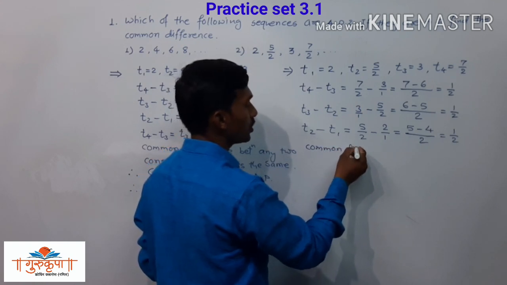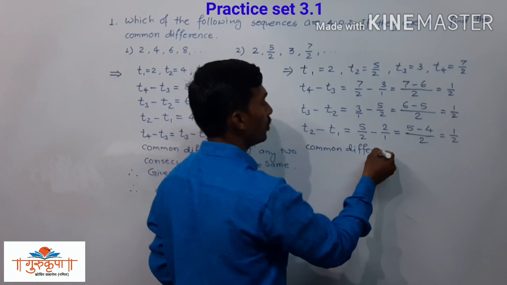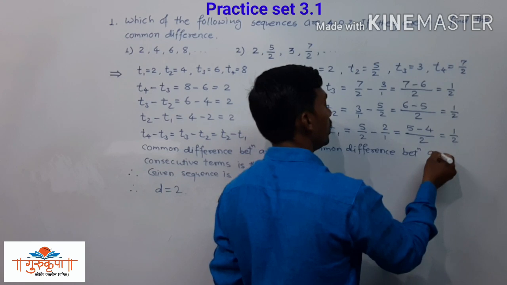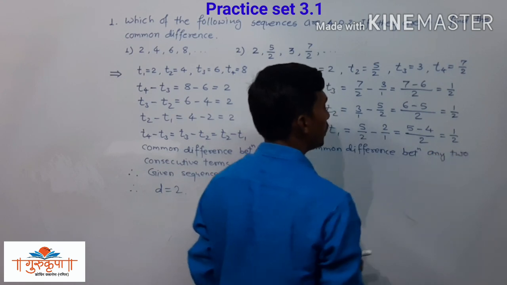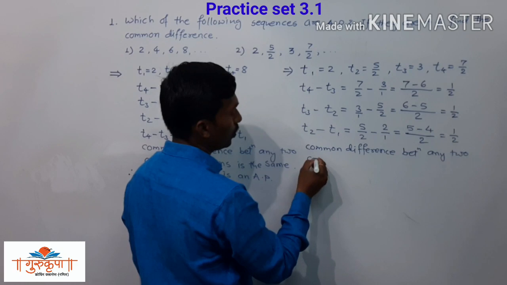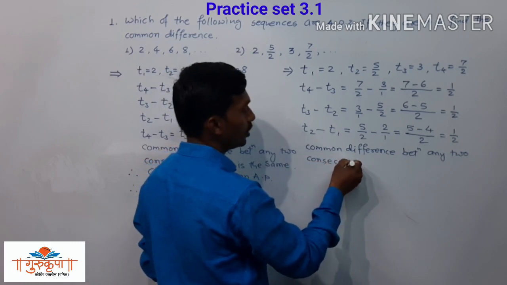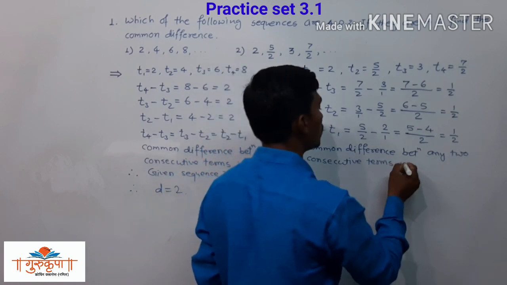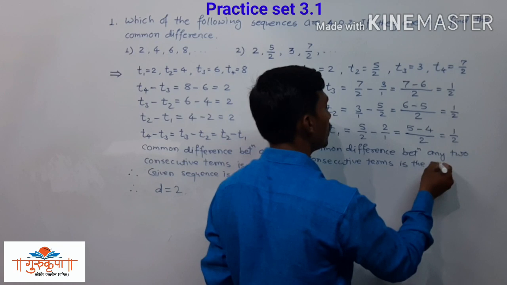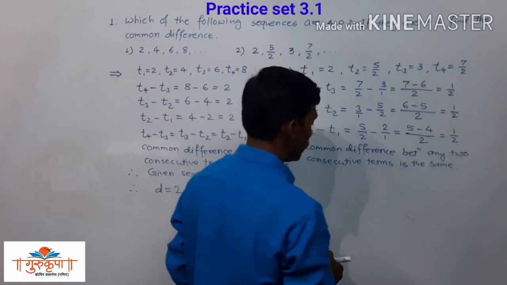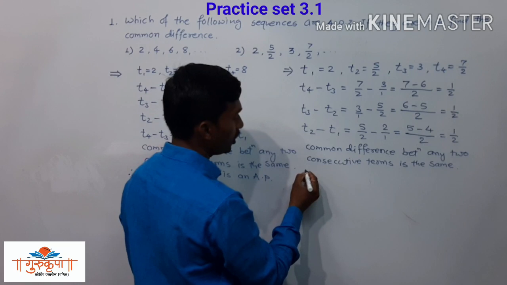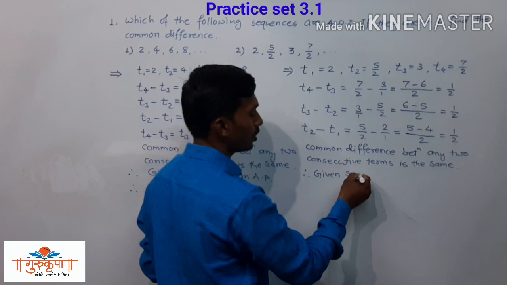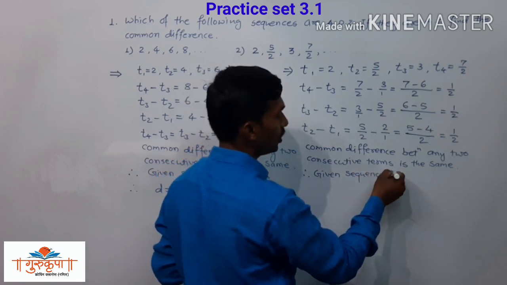So here we can write: common difference between any two consecutive terms is the same. Therefore the given sequence is an AP.